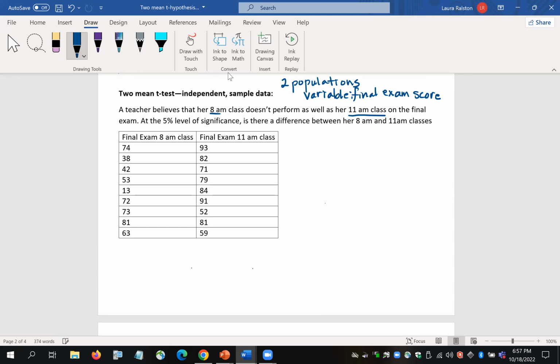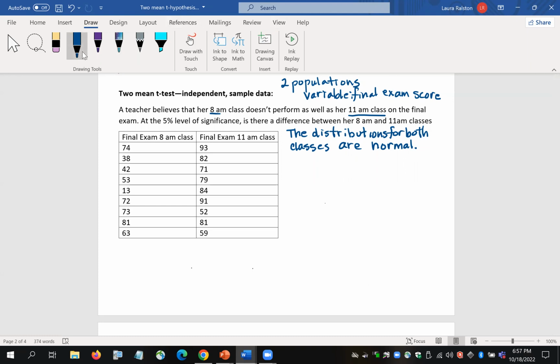Now, it doesn't tell me. I could analyze it to find out for sure, but I'm going to make this statement. The distributions for both classes are normal. Remember, we need to know that we have a normal distribution, and we could analyze that using the Anderson-Darling test, okay? But I'm not going to go into that detail.